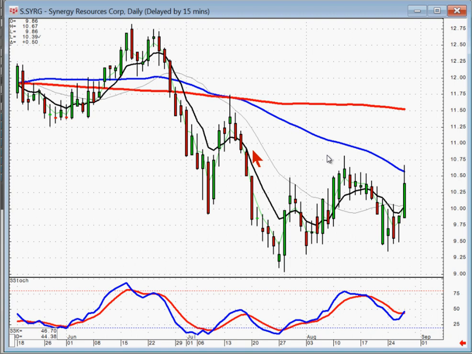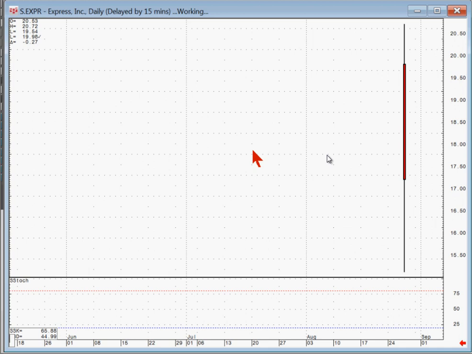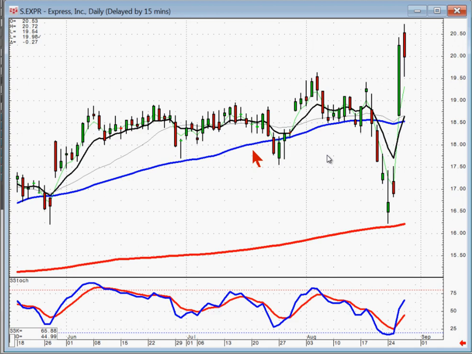SYGR, bullish. Now you want to make sure it can get up through the 50. EXPR, back in fill today, but I would suspect after that big kicker move to the upside, look for a 45 degree, which would be somewhat what that trend was doing prior to this.